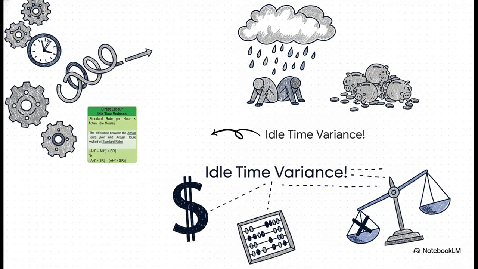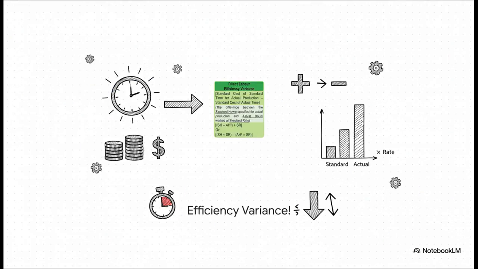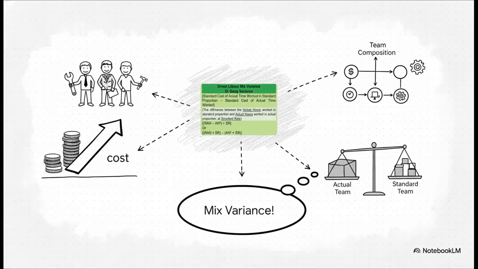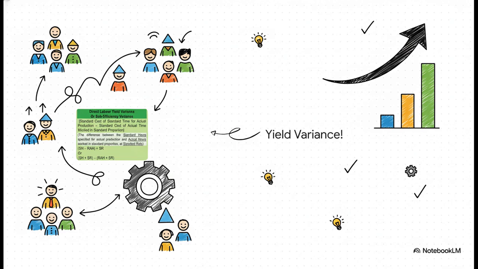Then, the idle time variance. This is the cost of unproductive time. How much did downtime cost you? The efficiency variance. This is your pure productivity measure. Did your team work faster or slower than expected? The mix variance. This calculates the cost of using a different combination of staff. And finally, the yield variance. This measures the actual output you got from that specific team mix.